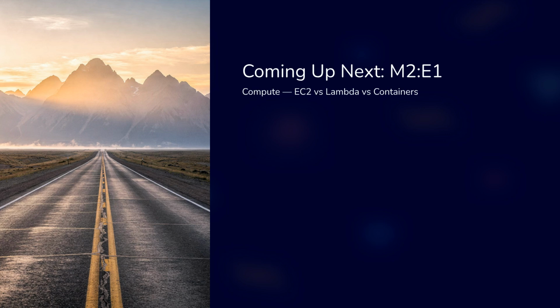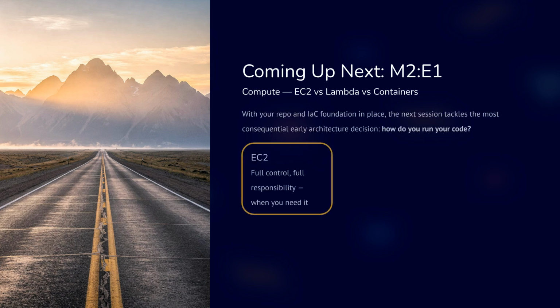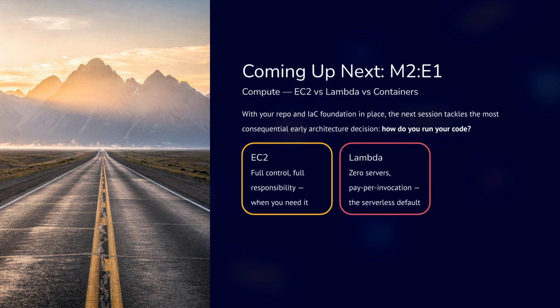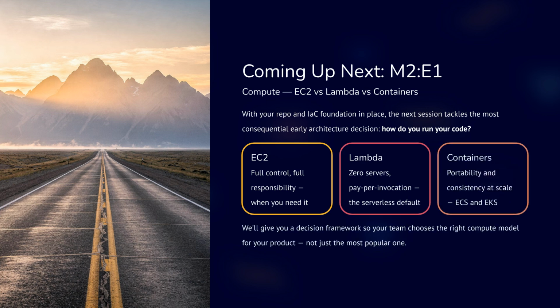This is the most consequential early architecture decision, covering EC2 for full control, Lambda for serverless, and containers for portability. We'll give you a framework to choose the right model for your product.